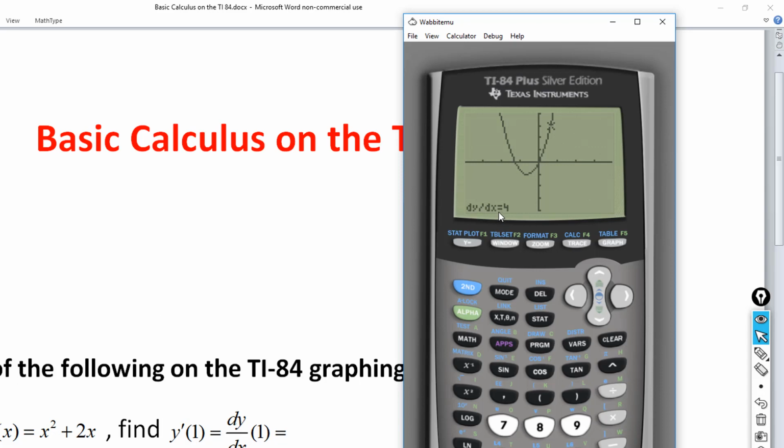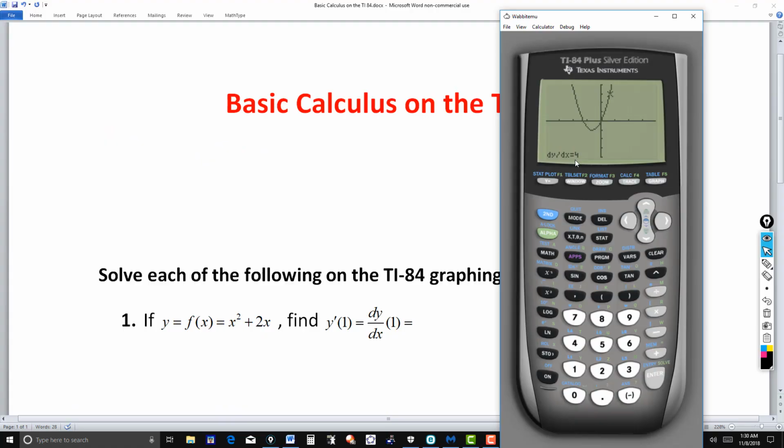So again, in this particular case, since I'm dealing with a regular function, it represents the slope of the tangent line. There's the point 1,3 right here. So the tangent line would go like this. It touches the graph at the point 1,3, and it'll have a slope of 4. So this is 4 right here.